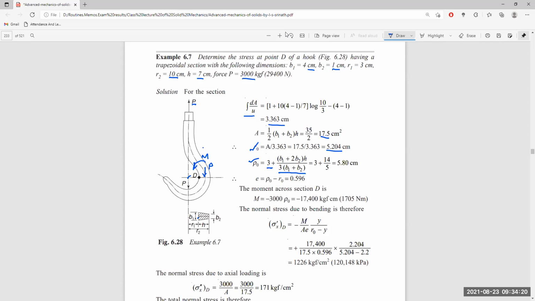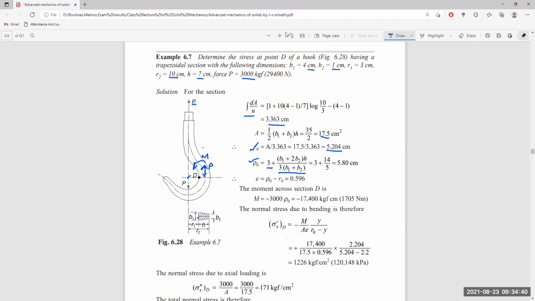Now possibly this distance is multiplied, possibly this will be like this. This torque will be like this here. The load will be like this, which is creating an anti-clockwise moment. Then M is equal to 3000.